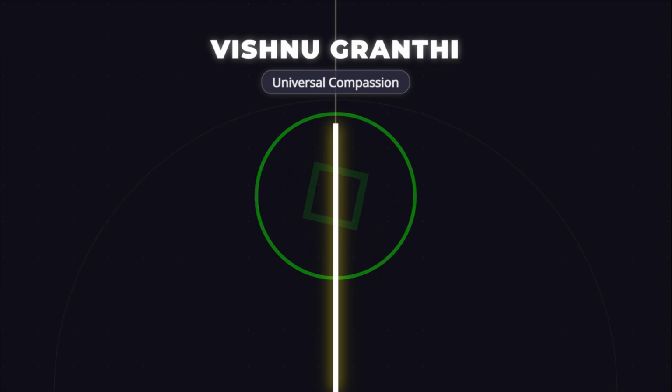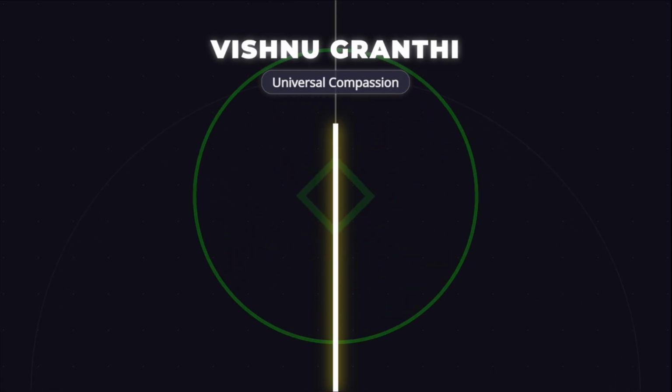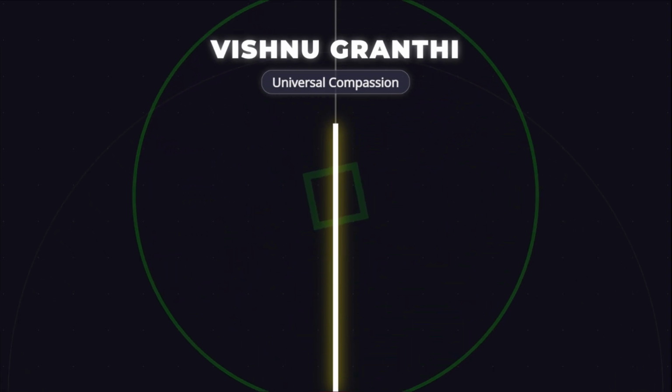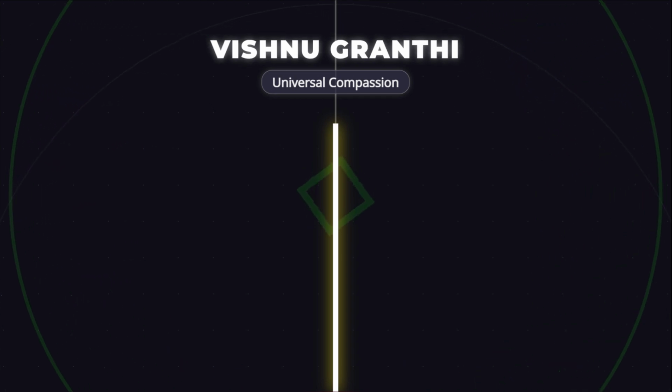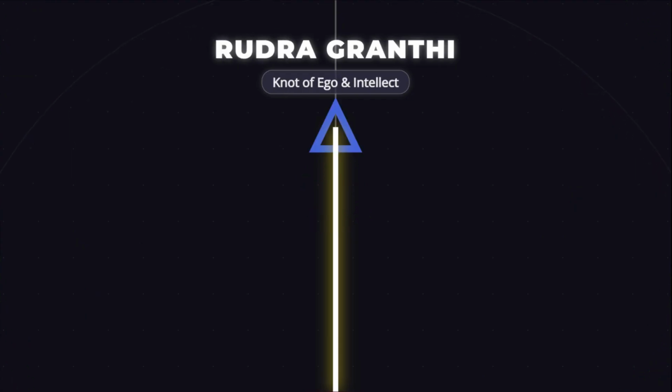Successful passage through this knot results in the expansion of universal compassion, unconditional love, and the realization of the interconnectedness of all beings, stabilizing the energy flow through the middle chakras. The final barrier before ultimate union is the Rudra Granthi, the knot of Rudra, located between the Ajna and Sahasrara chakras.